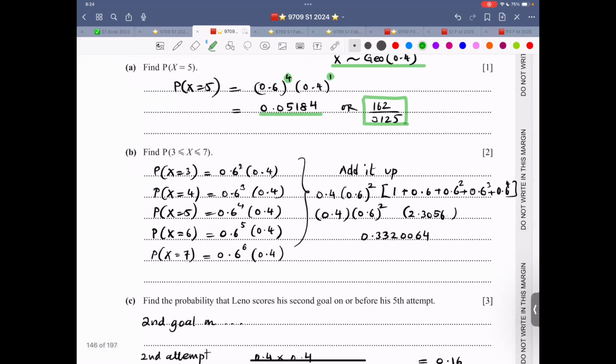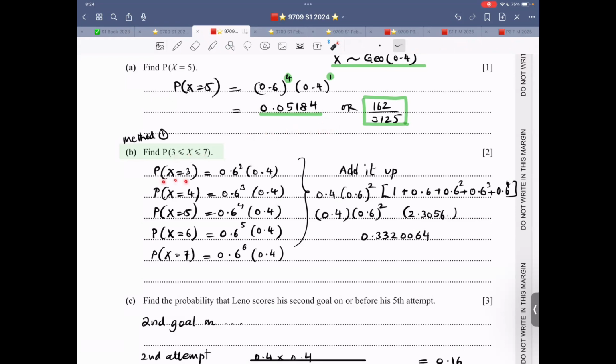Now, probability x lies between such and such. This part over here can be done in different ways. So let me write over here this as method 1. And then I might tell you methods 2 and 3 also. Find the probability x lies between 3 and 7. So that is 3, 4, 5, 6, 7. There are 5 probabilities to calculate.